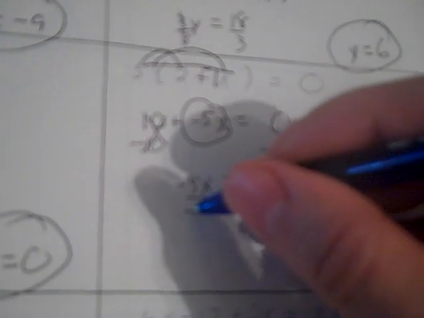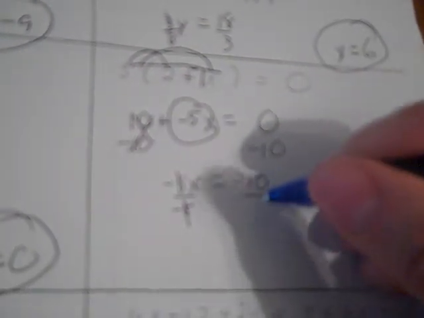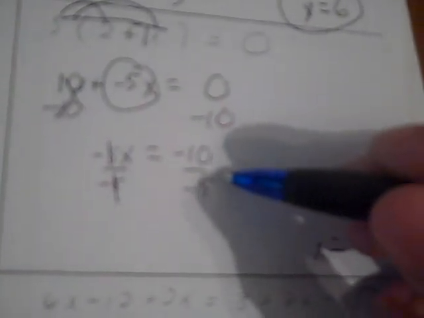Okay, now divide by the multiplying coefficient of negative 5. That's kind of always your last step. And if it's positive 1, you don't need to divide. But anything else, yeah, that's kind of the last step. Negative 10 divided by negative 5 is positive 2.